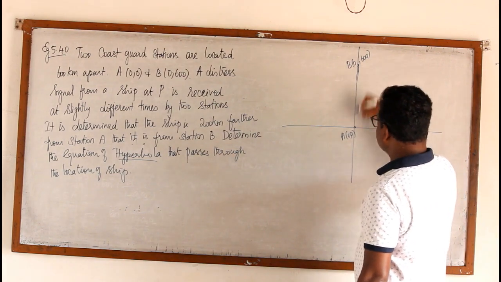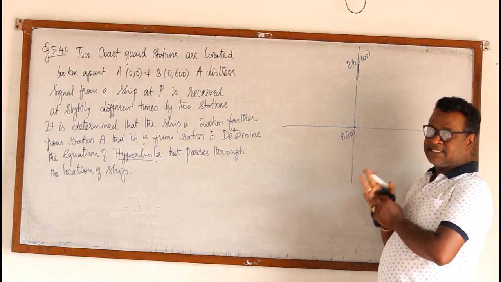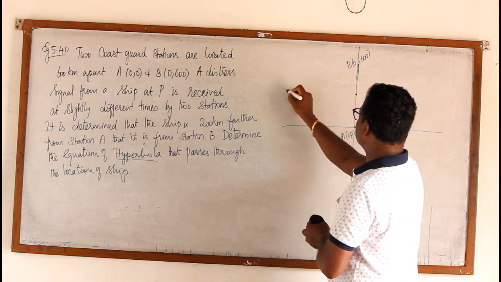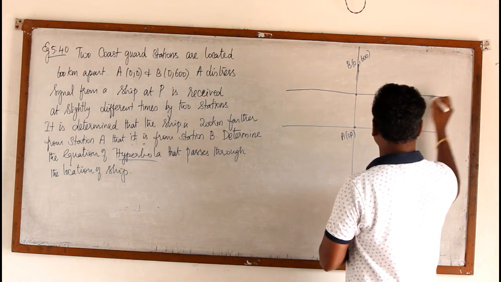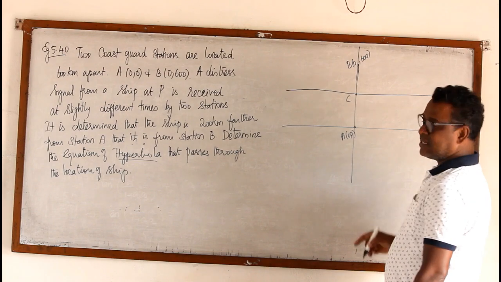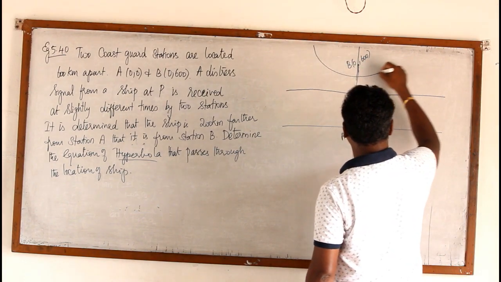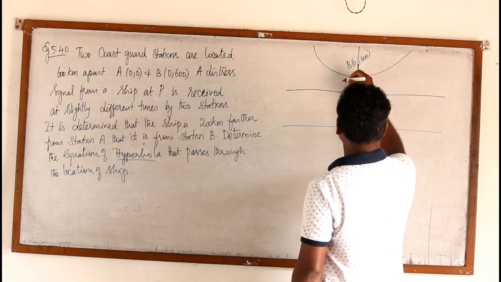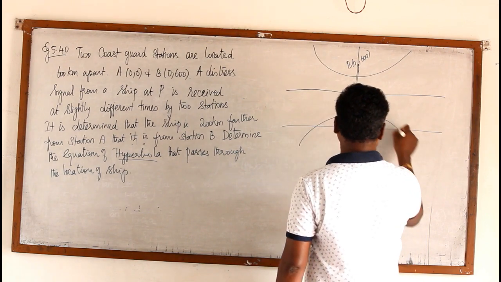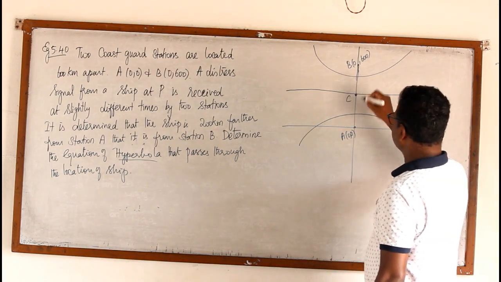Now, if these two points are fixed points, then these two points will act as the foci. Therefore, here I draw the midpoint, so I can draw a line along the midpoint. This is C. Then C is the center of the hyperbola. Then I draw the curve in this format, isn't it? So this is one curve and this is the other. This is the hyperbola. So this will be the center.